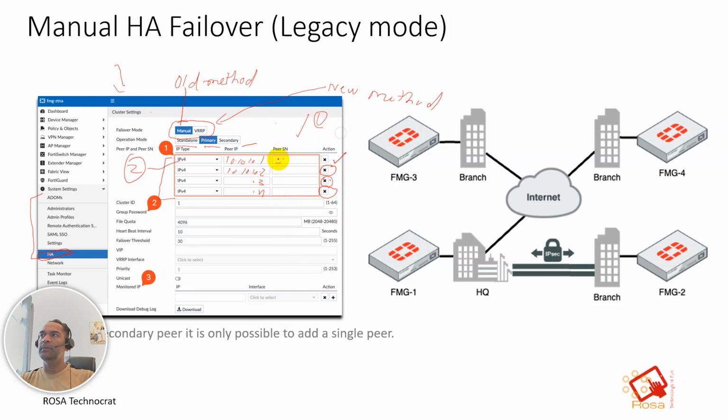The serial number will be something like FMG VM, or that of a physical box. The serial number can be taken from the dashboard, or you will already have it with you. Once you configure the peer IP and serial number, you have to define a cluster ID. The cluster ID can be any number from 1 to 64. It's better to have a different cluster ID if you have multiple FortiManager HA clusters in your organization.